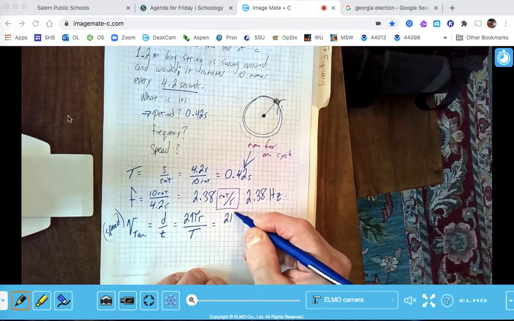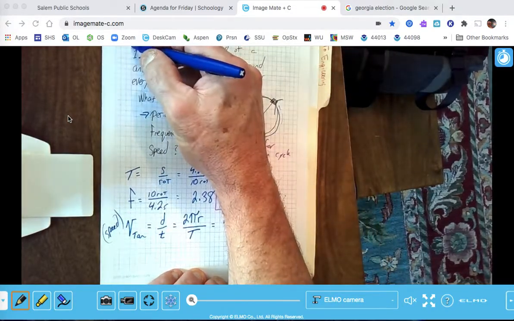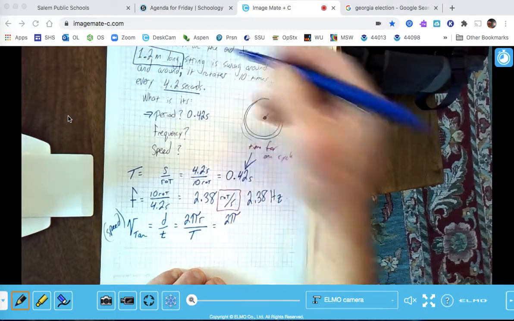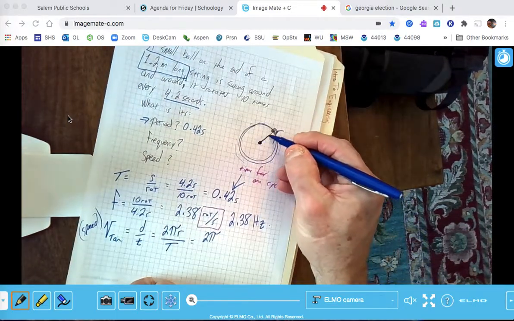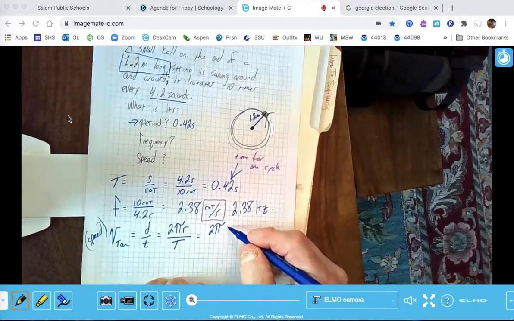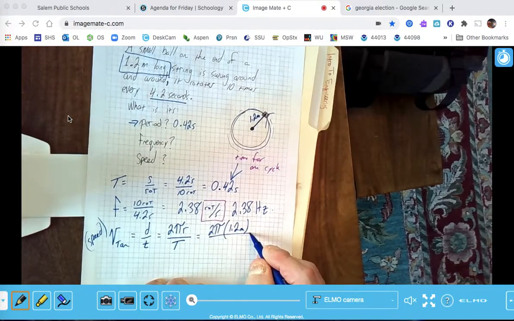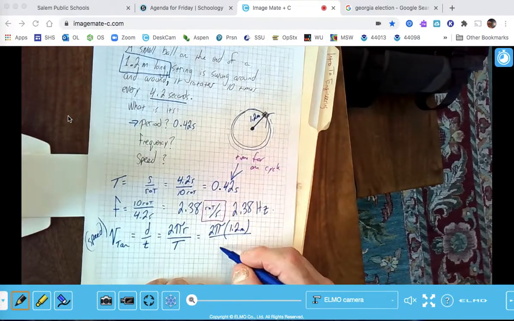So how fast is this thing going? It's going 2 times pi times the radius of the circle. Well, in this case, the radius of the circle is 1.2 meters, because that's how long the string is. So that's a 1.2 meter radius. So 2 times pi times 1.2 divided by how long it takes, 0.42.